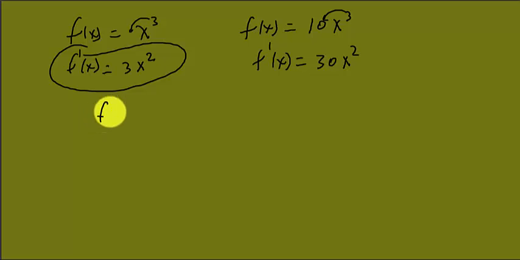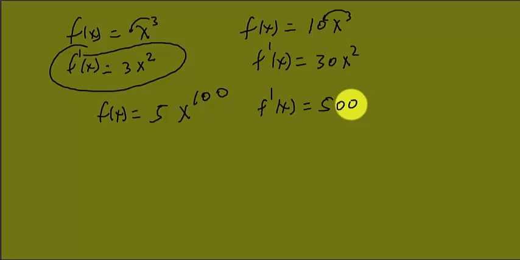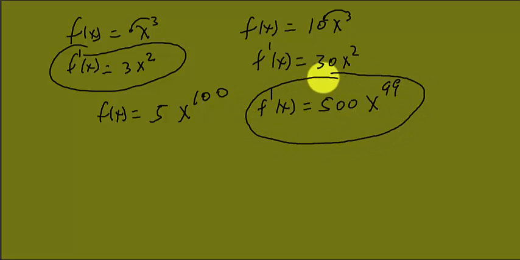And if you have f of x is equal to, let's say, 5x to the 100, you don't have to do it the long way. If you did, you'll be here all day long. So this means f prime of x will be 500x to the 99th power. And that's the derivative of that. Of course, this works for polynomials also. So they have rules over here for polynomials.